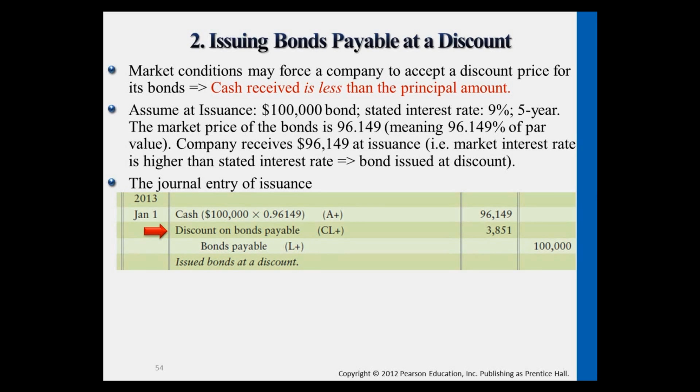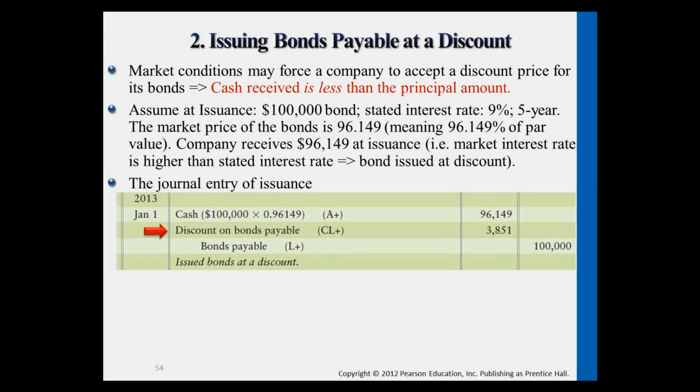$96,149. And remember, bonds payable is always recorded at its face value, because at the end we're paying this face value back to investors. Even though the cash we collected now is not the same amount, we're still paying back $100,000 later. Okay, so the difference between these two we account for under a contra liability account called discount on bonds payable. So this account holds the difference between the issue price and the maturity value. This is what we call discount on bonds payable.